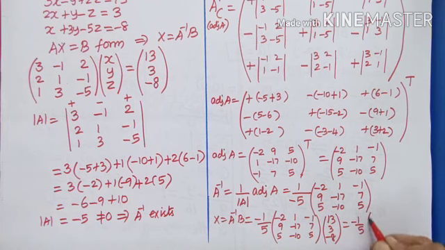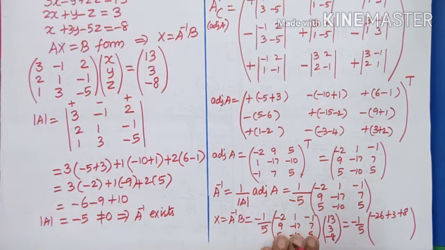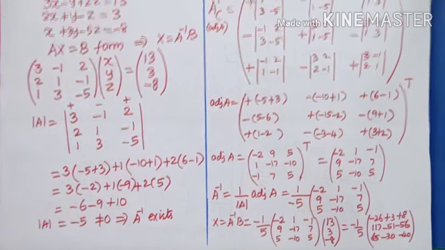As we multiply first row by first column: minus 2 into 13, 1 into 3, minus 1 into minus 8. Similarly, second row by first column: 9 into 13, minus 17 into 3, 7 into minus 8. Third row by first column: 5 into 13, minus 10 into 3, 5 into minus 8. Simplify and divide by minus 5.